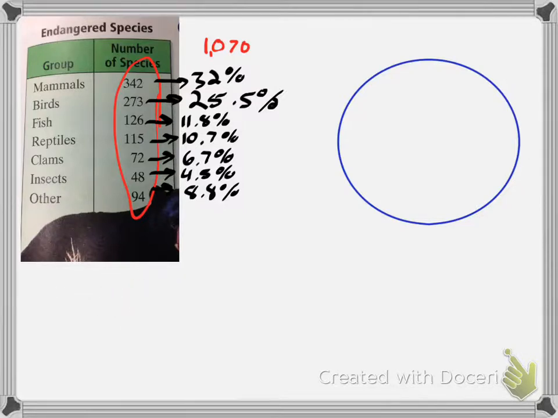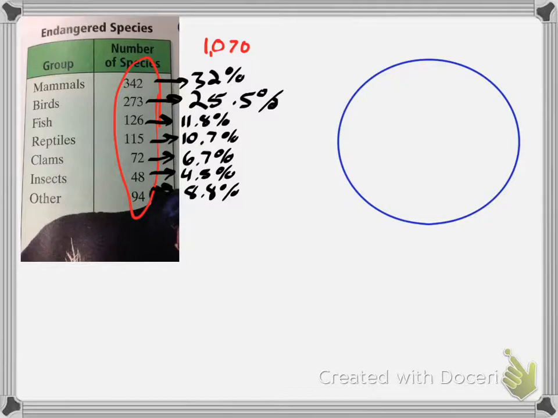Now, the only problem with this is that it's going to be hard for me to actually draw a circle graph with 32% on the circle and be really accurate. I can kind of come close, but it's going to be hard. So the best way to do this is to figure out what 32% of the circle is. How many degrees are in a circle? There's 360. So you find 32% of 360. To do that, all you have to do is do a proportion.